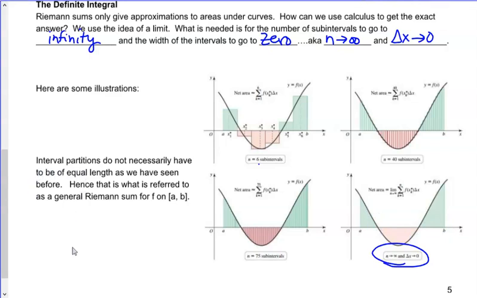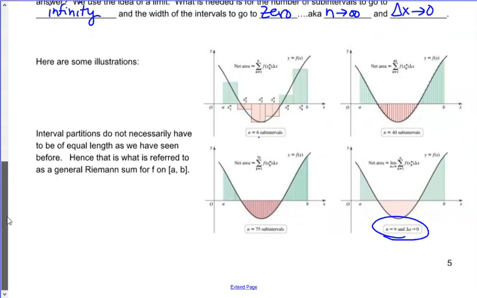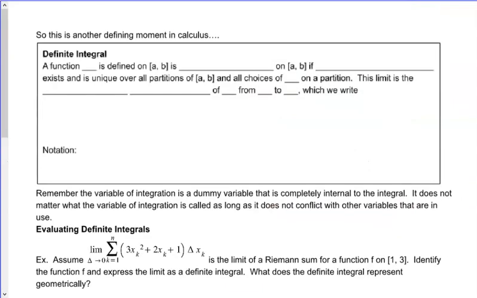Now, integral partitions do not necessarily have to be equal. When we work with these, we had delta x being the same thing, but it doesn't have to be that way. It just makes it easier if those partitions are of equal length. Hence, that is what we refer to as a general Riemann sum when you have partitions that are allowed to be of different widths. We're not going to get too much into that because, like I said, it's easier if we just assume that our delta x's are the same length.